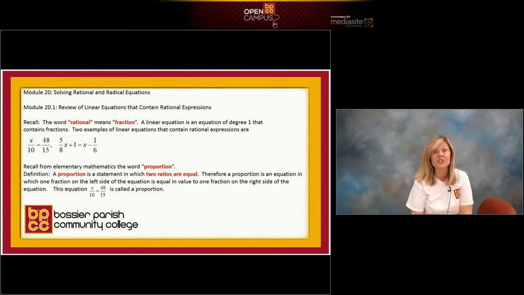So we finally reached our last module, Module 20 in Algebra 2. And in our last module, we want to focus on two other equations. Now you're going to say, why? Well, let's think about this.